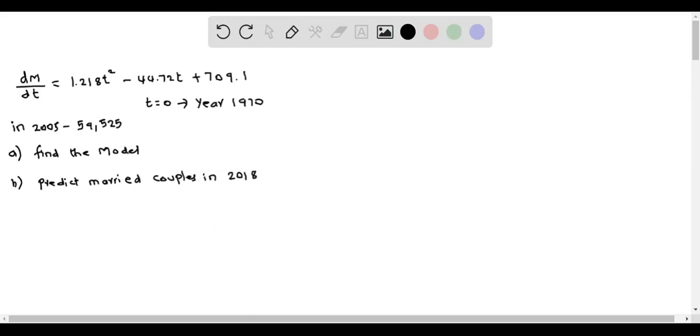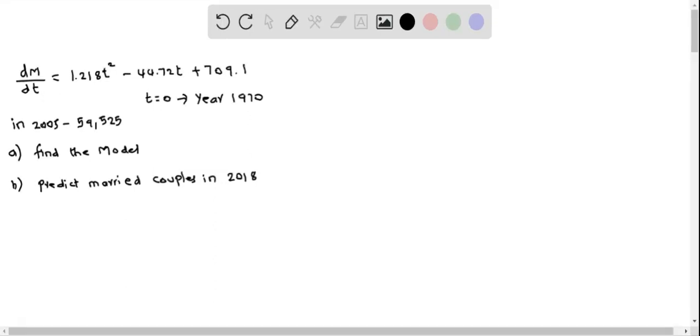Here we are given the rate of increase of the number of married couples from year 1970 to 2005, and we have to find the model using this information. That is, in 2005 the number of married couples is 59,525, and in part B we have to predict the number of married couples in 2008. So let's start to do this.